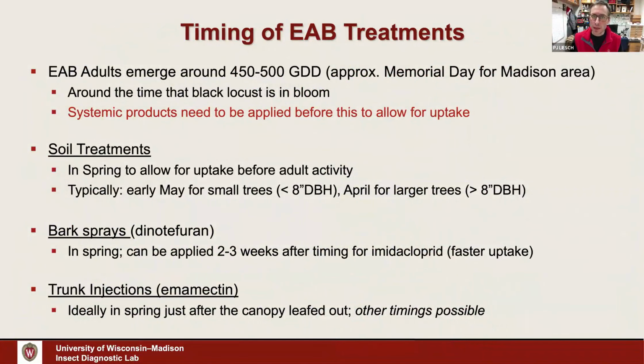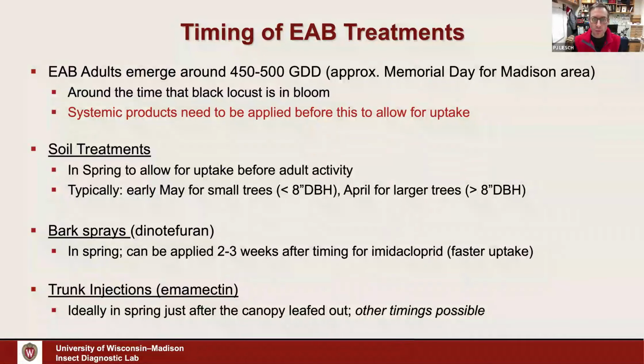Now, in terms of timing for these treatments to work properly, timing is important. EAB adults pop out for the Madison area usually around Memorial Day and especially the month of June. That's about 450 to 500 growing degree days. If you're familiar with growing degree days, great. That can be a little bit more accurate than just temperature or calendar dates. This is also, if you use phenological indicators, about the time of black locust in bloom. We need to do this ahead of time so systemic products can move upwards.